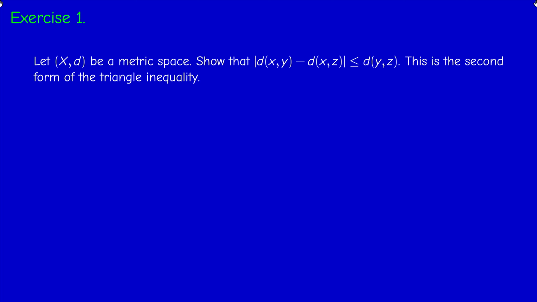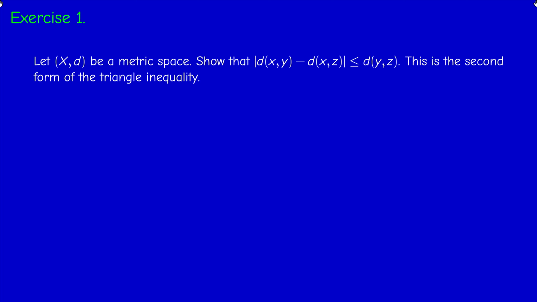Welcome back. Now it's time to pause to solve some exercises before we continue the lecture. So we're going to solve in this video the first three exercises of chapter 1.